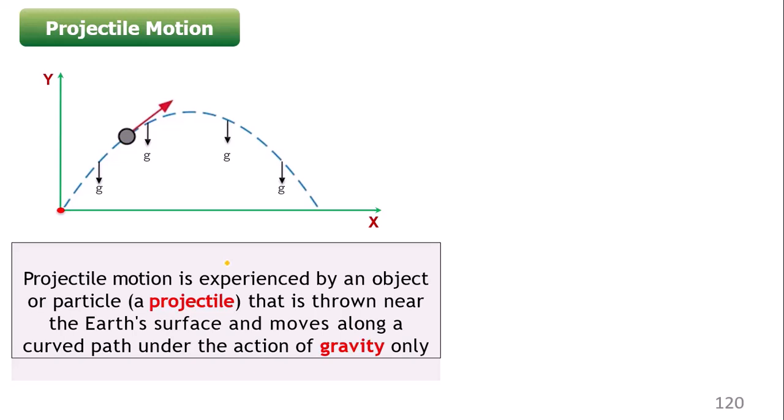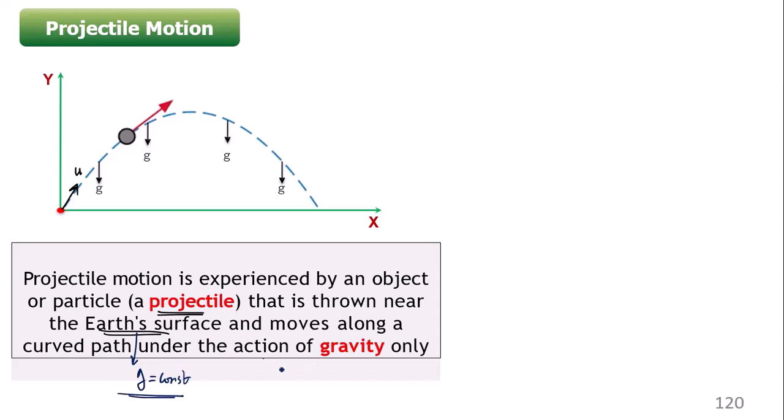First of all, it is experienced by an object. The object which is doing the projectile movement is known as the projectile, that is thrown near the earth's surface. Near the earth's surface means I cannot project the particle with a very, very large speed. If I project the particle with a very large speed u, it can escape the earth's gravity effect. So throughout the movement, the particle should be very near to the earth's surface. This condition means that the value of g is assumed to be constant. So this is the restriction.